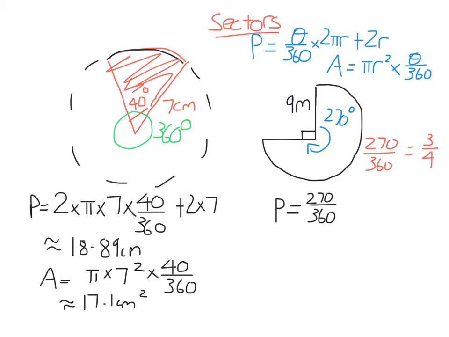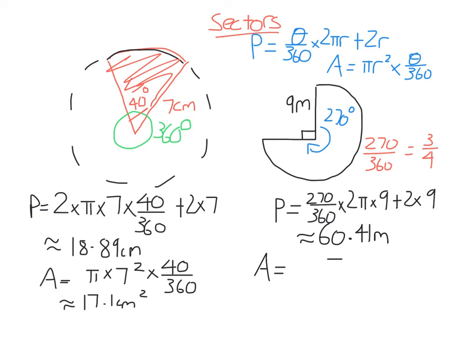Theta over 360 times 2 pi r plus 2 straight edges. Once again, a lot of people forget to add these 2 edges here in the perimeter. So putting that in a calculator, we get about 60.41 meters. So let's now calculate the area of this shape.